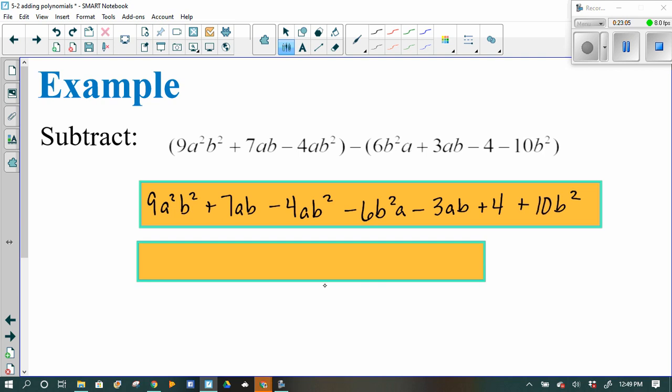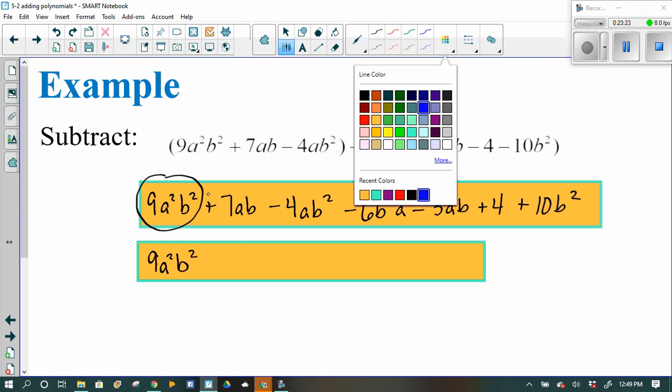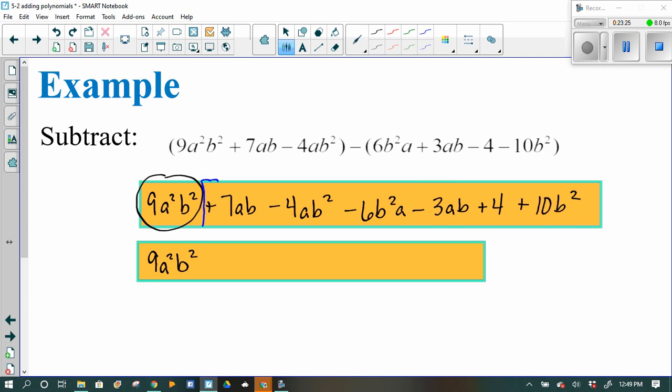So now take inventory of what you have. I have 9a squared b squared. So look for a squared b squareds. There are no more a squared b squared, so I'm just going to bring that down. Okay, now I have a 7ab. There's a 3ab. And so 7 minus 3 is 4ab.